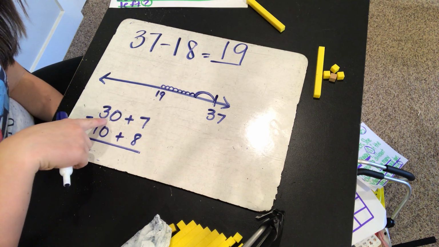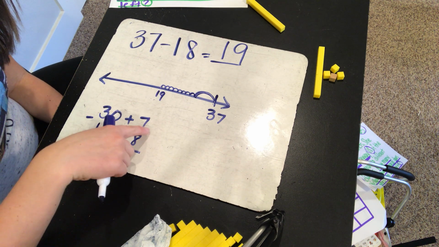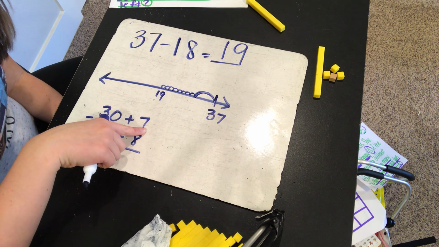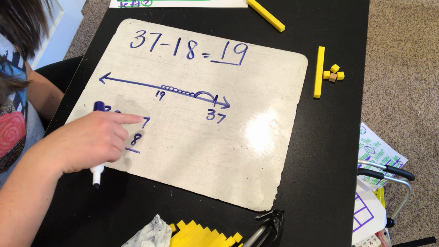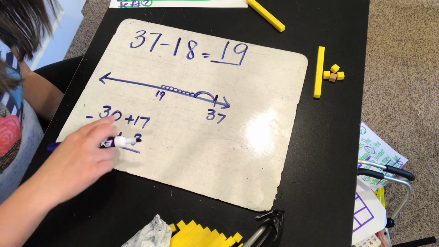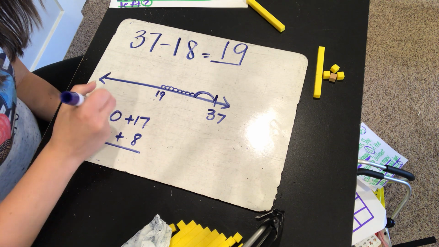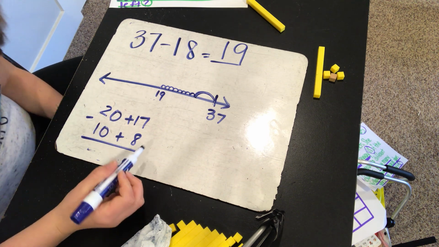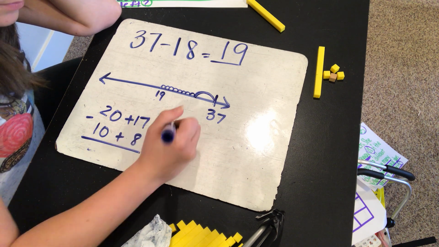But what I can do is take a 10 away from 30 and add a 10 to my 7. So what is 10 plus 7? 10 plus 7 is 17. And then if I took a 10 away from 30, 30 take away 10 is 20. Now let's try it. What is 17 take away 8?